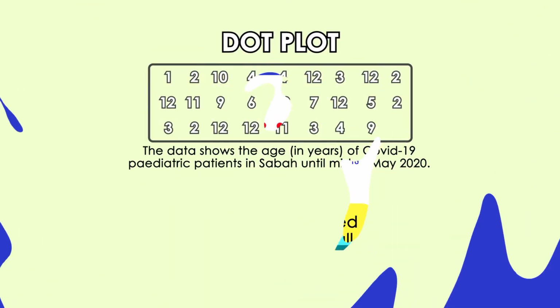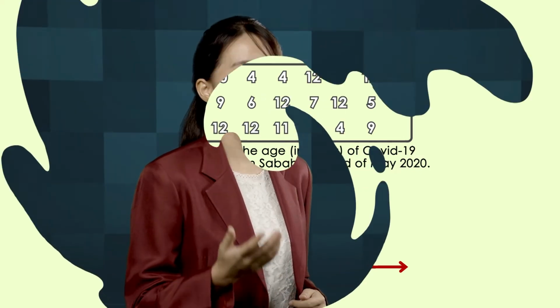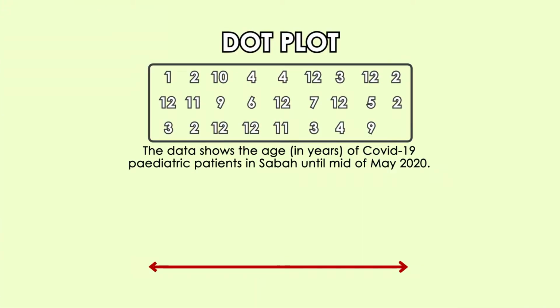The first thing we need to do is to draw a horizontal axis, which is basically a straight line going from the left to the right, with arrows pointing out at both ends. Next, we need to identify the lowest and highest value in the dataset. Can you help me to identify the highest value in this dataset? Good! The highest value is 12. How about the lowest value? Yes, the lowest value is 1.